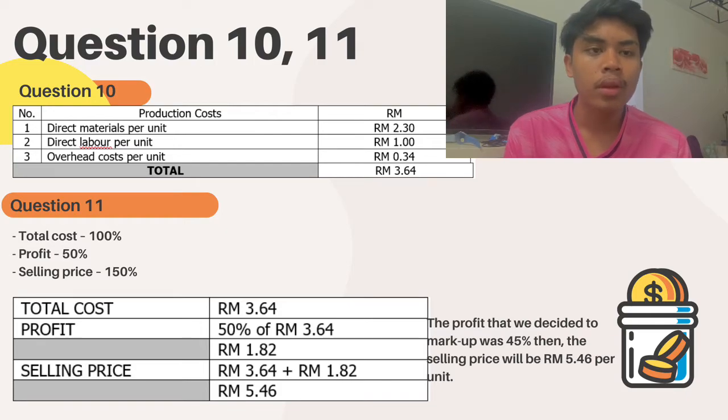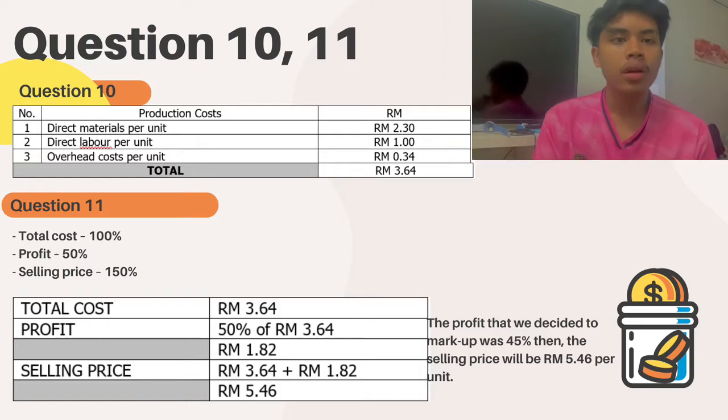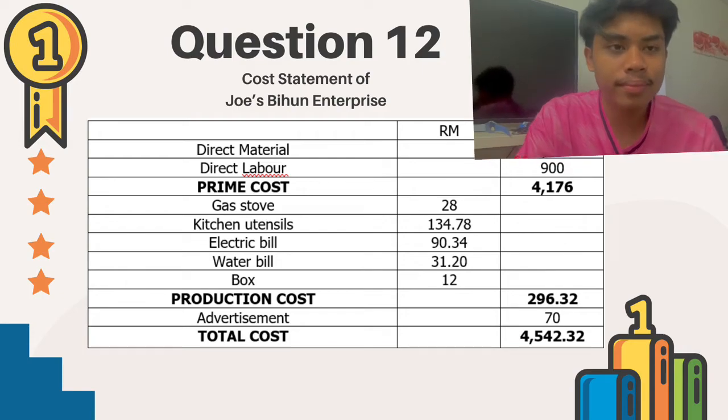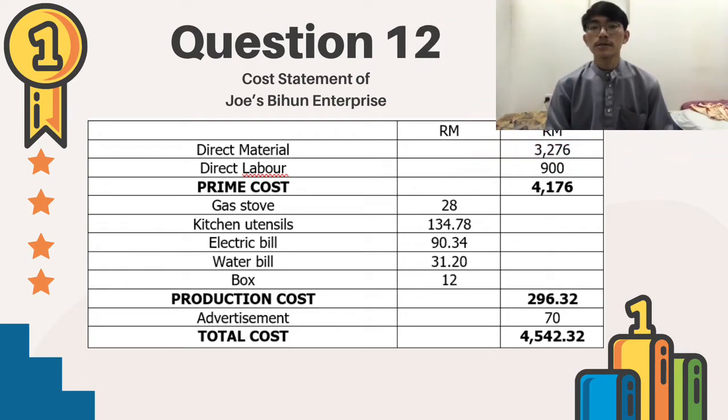So the total for production after adding all that is RM3.64. Next, for question 11, the profit that we decided to mark up was 45%. Then the selling price will be RM5.46 per unit.